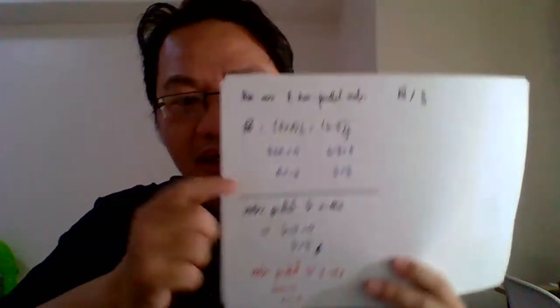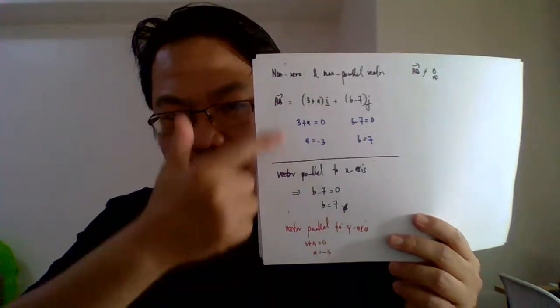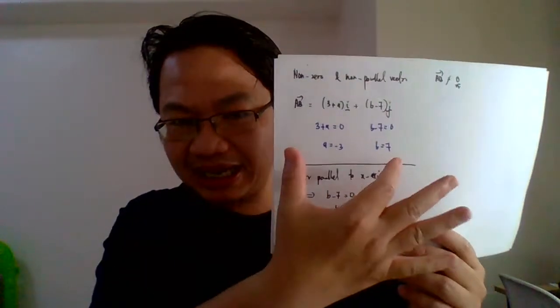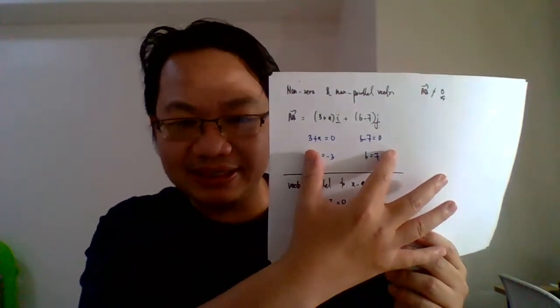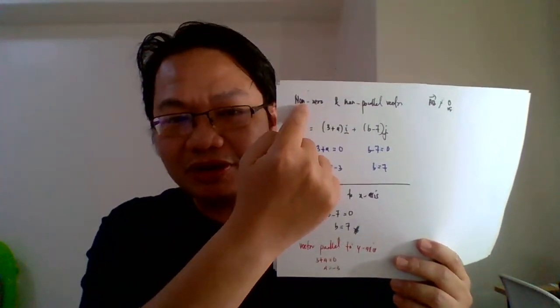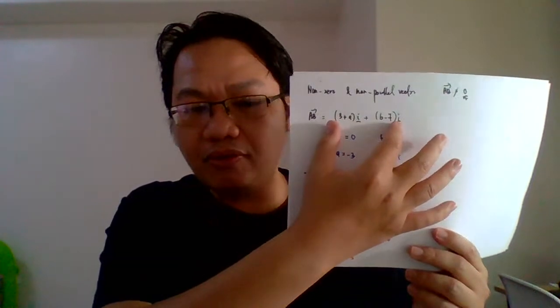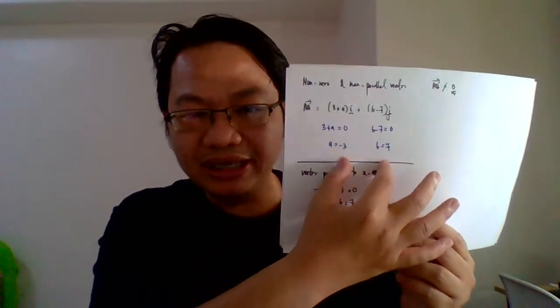Done. So the next is the vector parallel to the y-axis. If it is parallel to the y-axis, you take your x vector, which is the i vector, 3 plus a, you let equal to 0, so your a equals -3. If you compare both solutions here on the top and the bottom, they are actually the same thing, but the one above doesn't mention parallel to a certain axis. But to solve the problem, if this vector is non-zero and non-parallel, you need to solve both sides. Both sides you let equal to 0, then you find the answer.